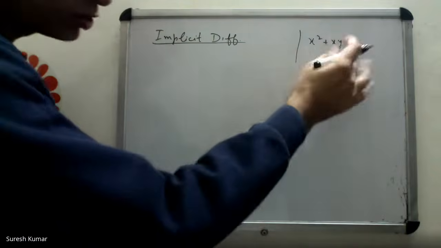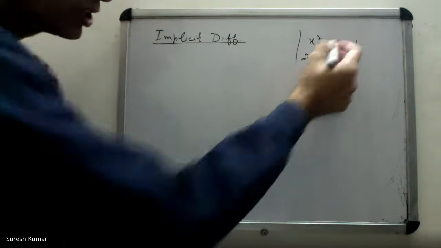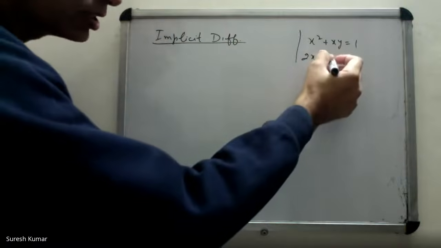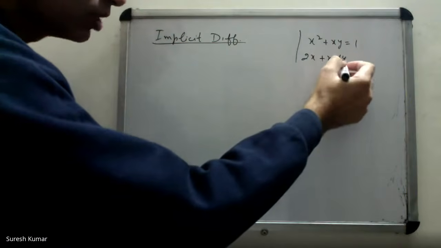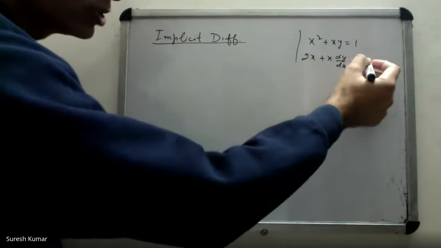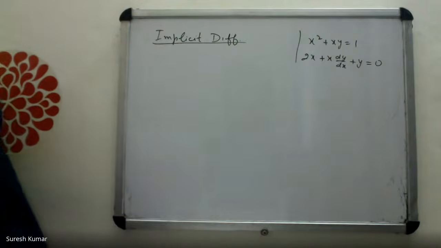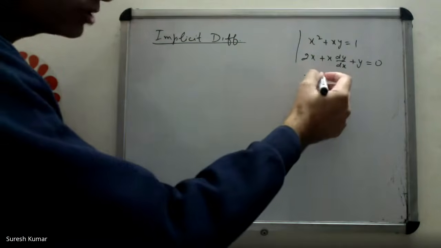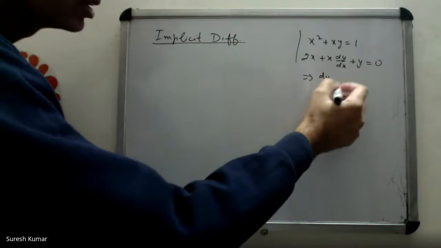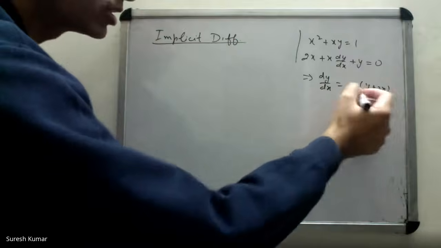You differentiate both sides with respect to x. Write like this: 2x, and differentiate this product also, so x as it is times dy by dx, plus y as it is, since the derivative of x with respect to x is 1. The right hand side derivative is 0 with respect to x. So from this, what is dy by dx? It is minus (y plus 2x) over x.